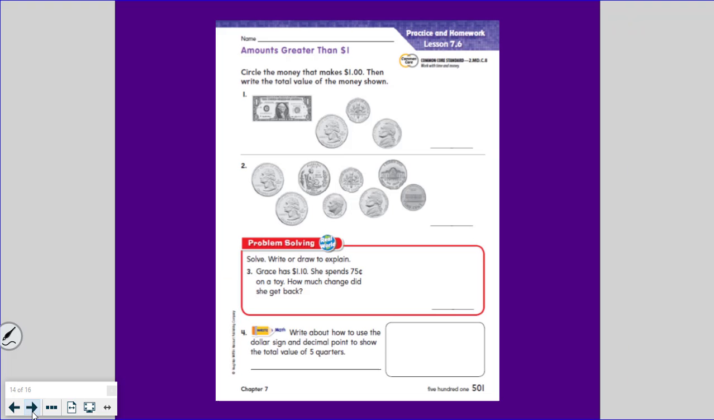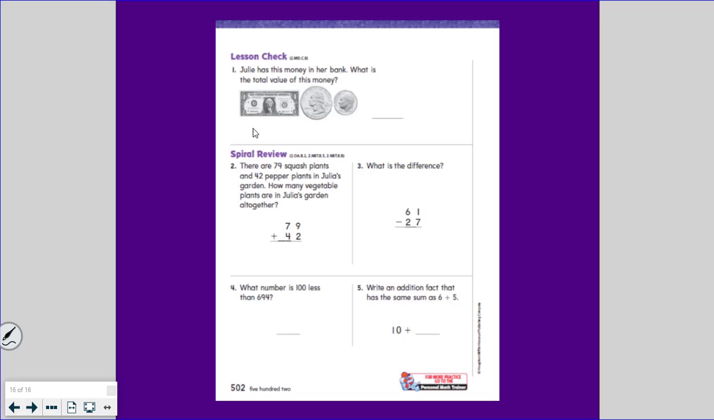So you're going to do page 501. Make sure to do these problems down here too. You can't skip them because they have words. Get help if you can't read it. At this point in 2nd grade, you should be able to read most of those words though. And then make sure to do the back page, and then you got your review down here.